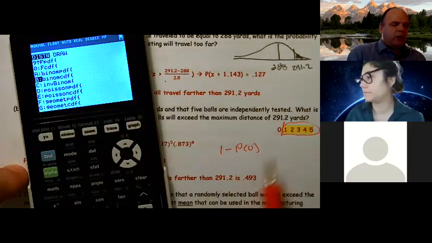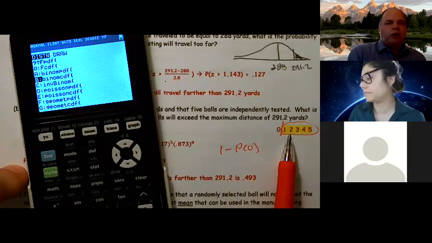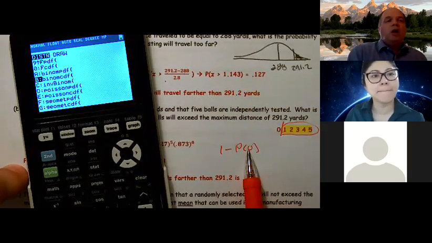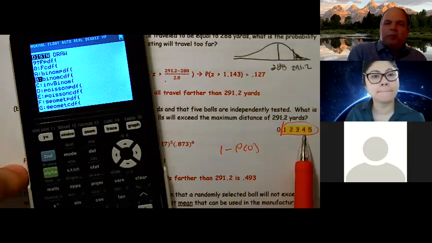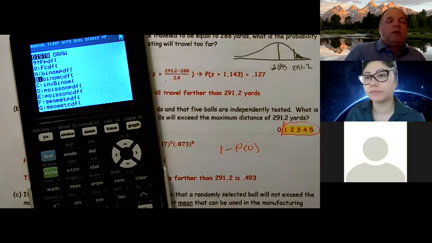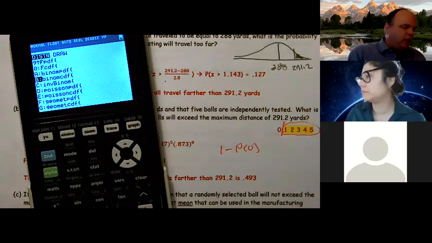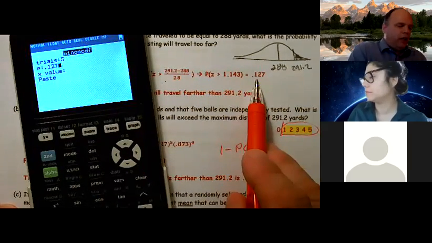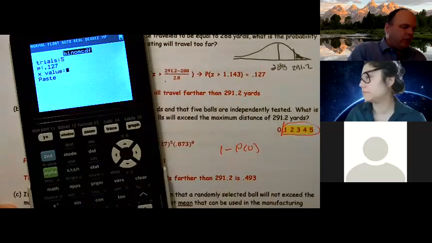Anytime I'm working with multiple values, I use a CDF. And by the way, the CDF of 0 and the PDF of 0 are the same. So I could have used a PDF, but since I'm working with multiple values, I use a CDF. Either one would have given you the correct answer in this case. So 1 minus binomial CDF, trials is 5, my p-value 0.127, that was what we calculated in part A, and this is 0.